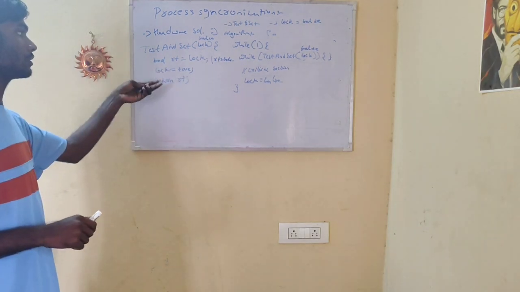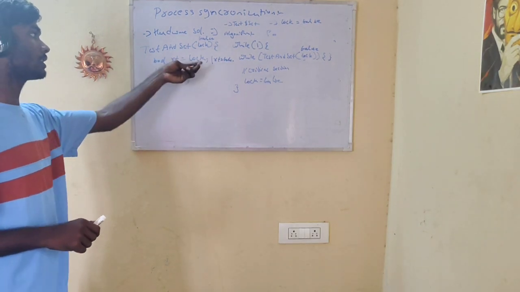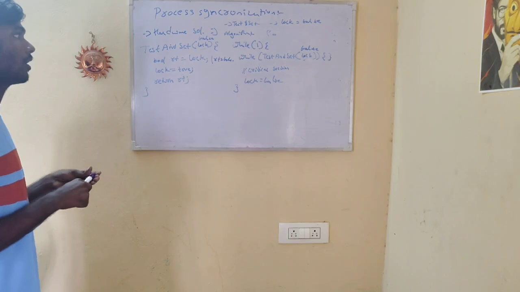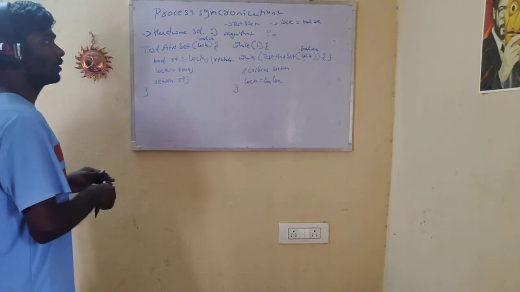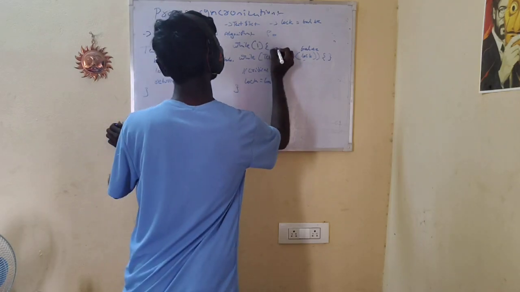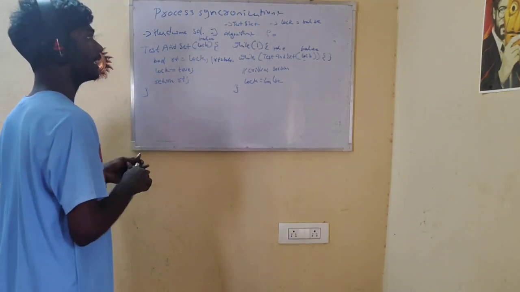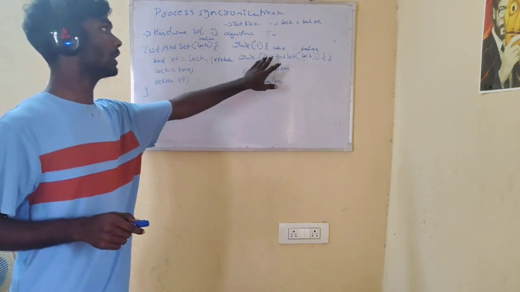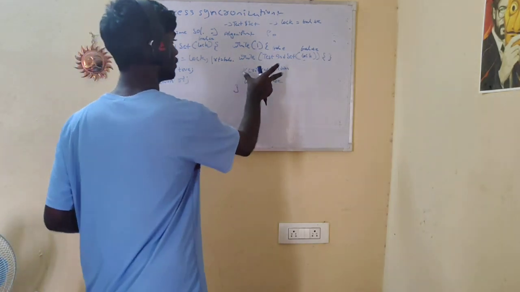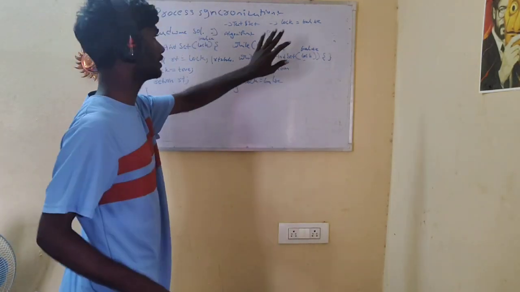Once the lock value is set to true, this false is returned. The initial value of lock when it entered the function is returned. What's returned here is false. So at this time we have false as the return value, meaning this while loop won't be executed and access to the critical section is given to process P0.